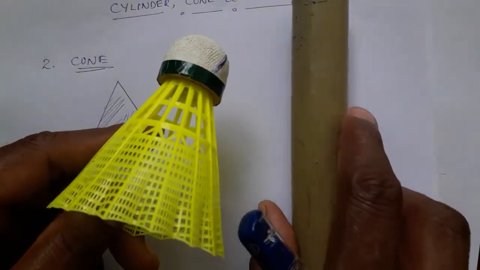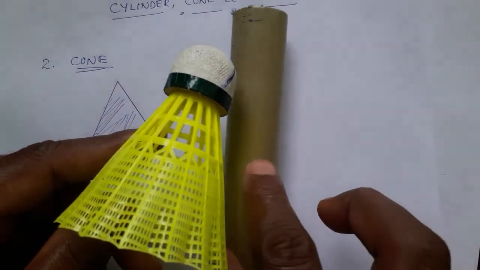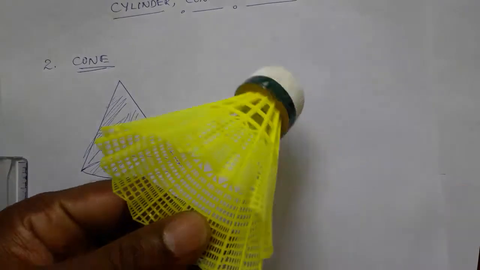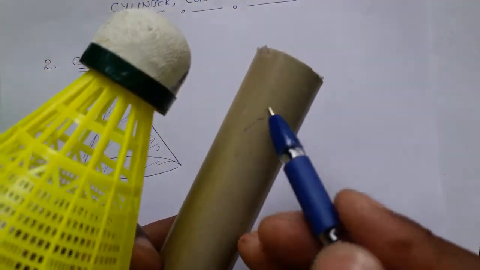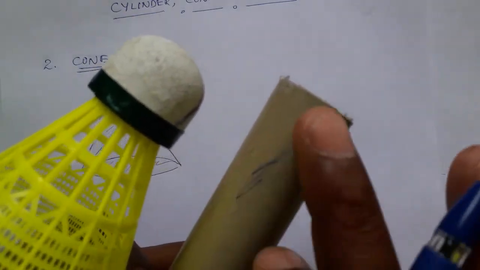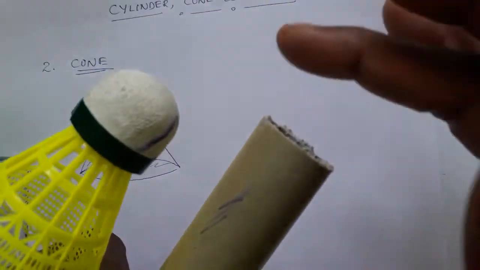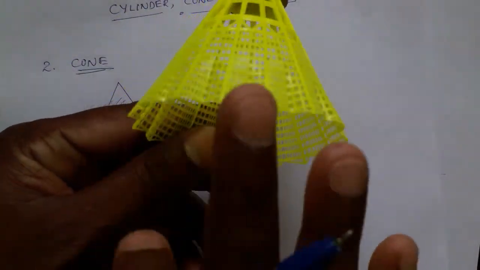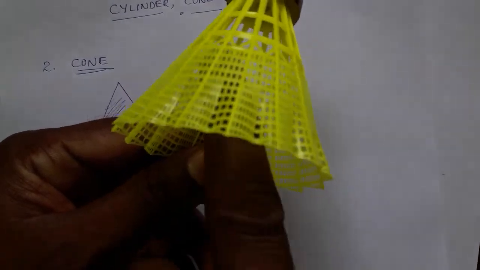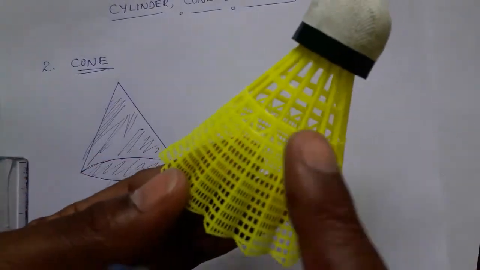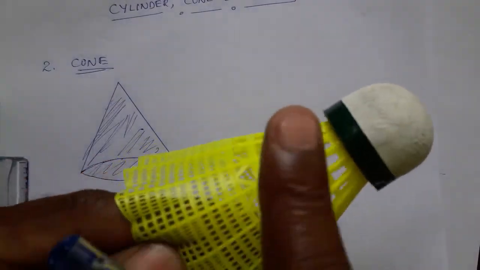In cylinder also we saw the same thing. Outside is the rotating part. Even in cone the rotating part is there. This rotating part is called the curved surface area. In the cylinder this face is called the curved surface area, and inside is volume. This is base and this is also base. Similarly here, this is base, inside is volume, and this face that I am touching is the curved surface area.